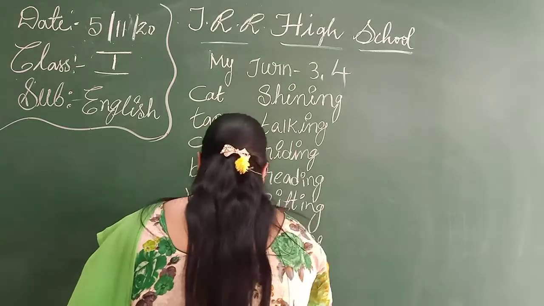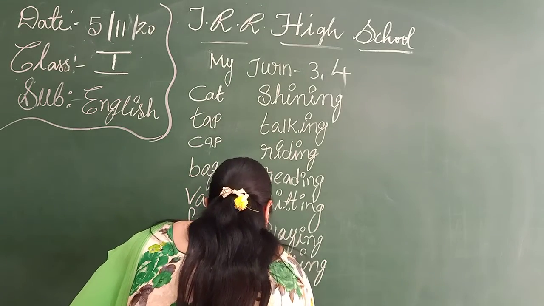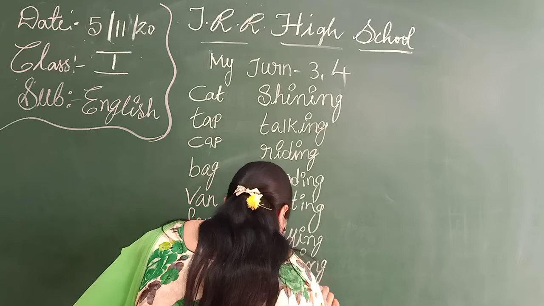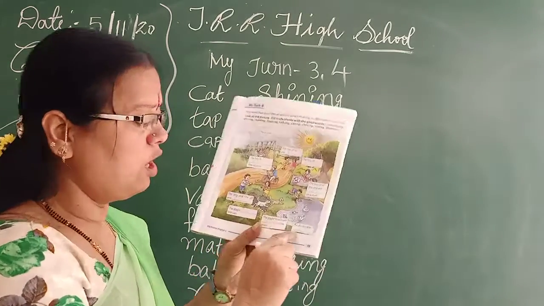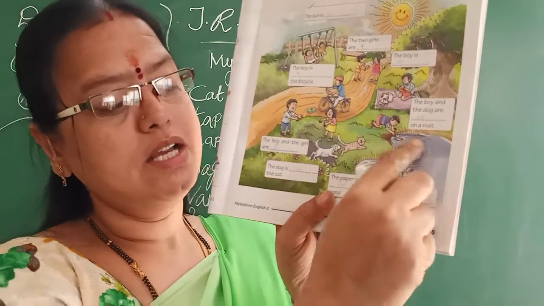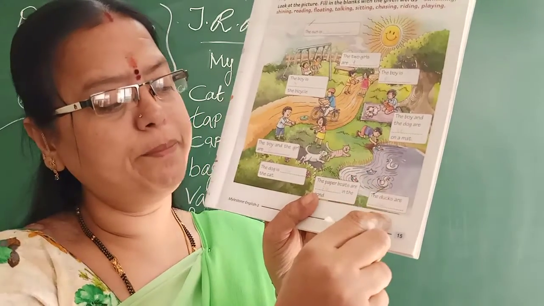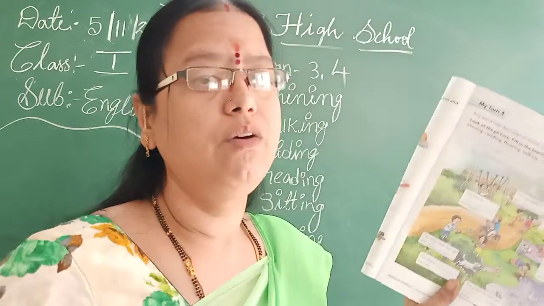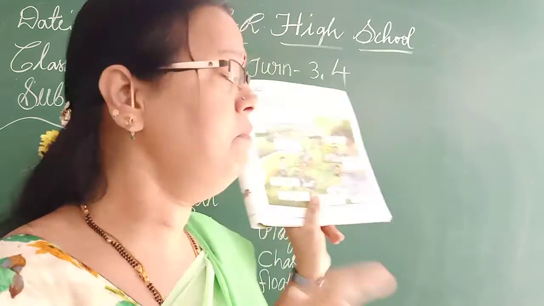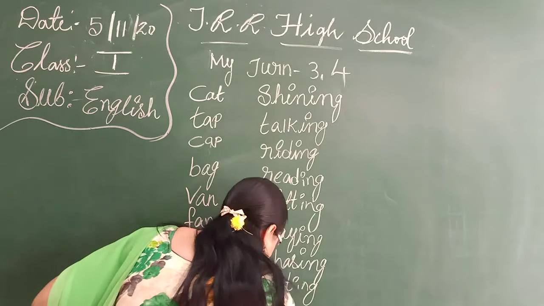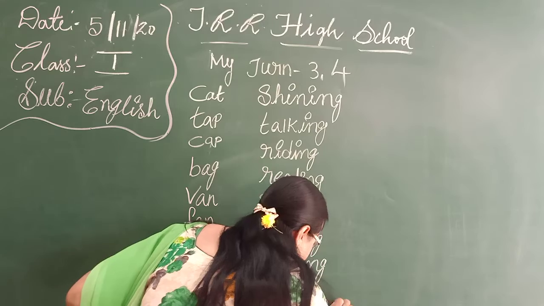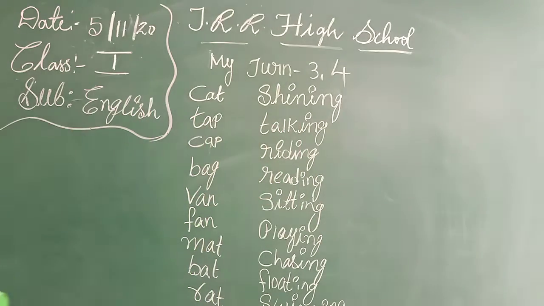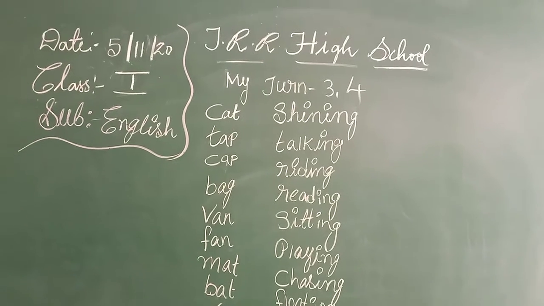Floating spelling. F-L-O-A-T-I-N-G. The paper boats are floating in the pond. So what is happening here, Nana, in the pond? What are the ducks doing? Swimming. The ducks are swimming. S-W-I-M-M-I-N-G. The ducks are swimming.